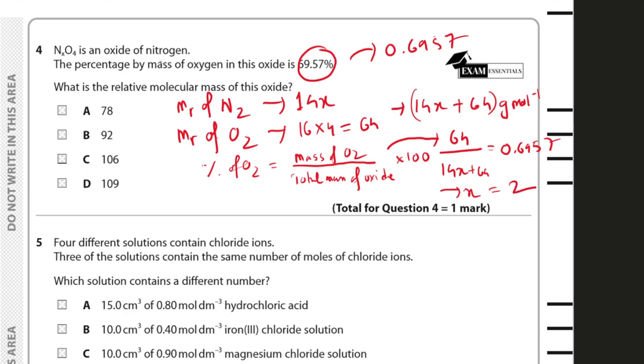So if x is equal to 2, that would be N2O4. And if you simply find the relative molecular mass of this oxide down here, that would be 14 times 2 plus 16 times 4, giving you about 92 gram per mole. So our answer would be B down here.